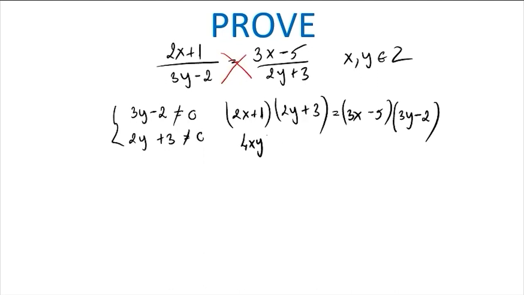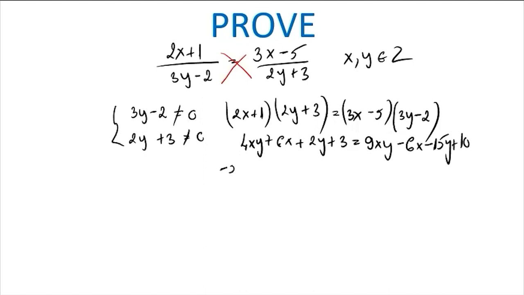4xy + 6x + 2y + 3 equals 9xy − 6x − 15y + 10. Yes? Practically, I remove the brackets from here. Now we move all the terms to the left side of the equal sign. Basically, I'm going to resolve it like a usual equation.